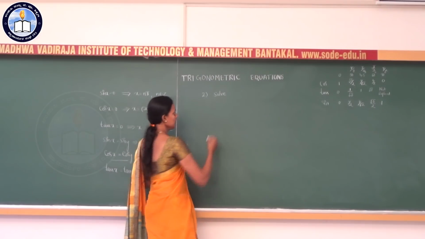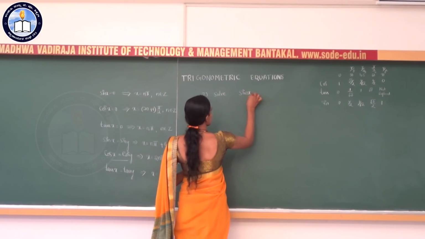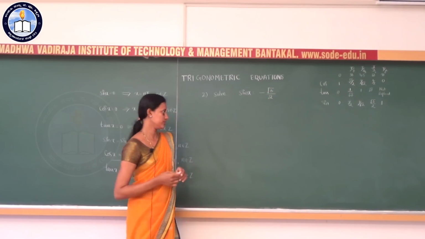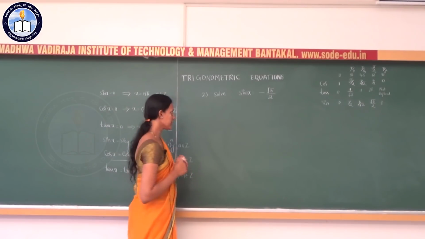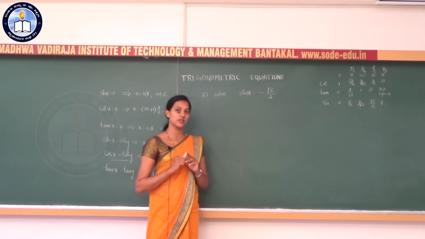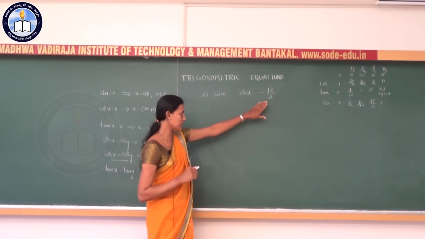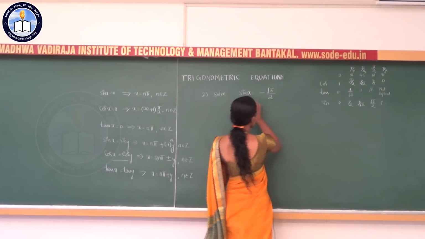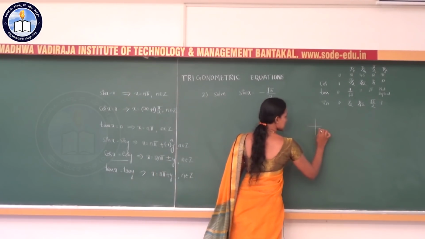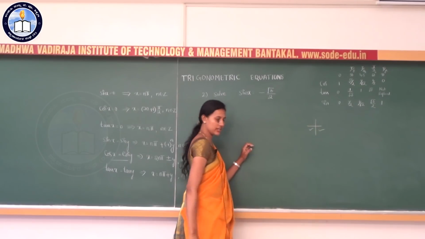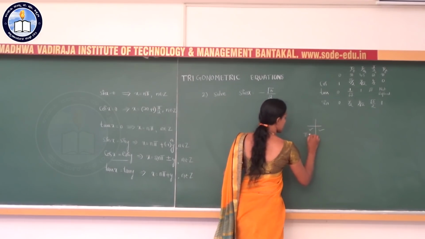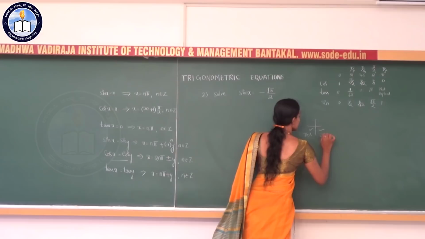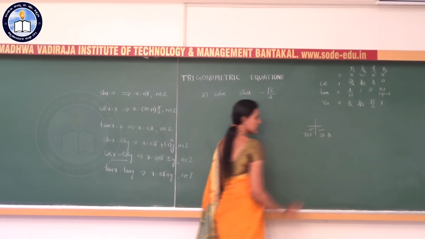Second one, solve sin x is equal to minus root 3 by 2. This can be done in two ways. First method, we can find one principal solution of this trigonometric function. Sin is negative in the third and fourth quadrants. In the third quadrant, we take the angle as pi plus the acute angle, and in the fourth quadrant as 2 pi minus the acute angle.